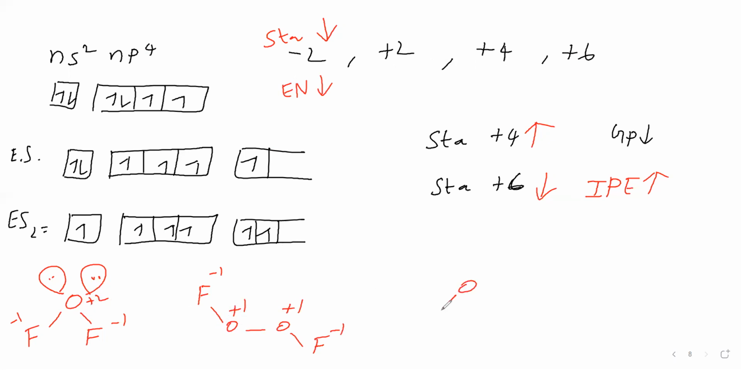Now we will take water. In water, oxygen shows -2 because hydrogen shows +1. Oxygen cannot show +4 and +6 because in its valence shell, a d orbital is not there. Oxygen's valence shell is what? 2s2 2p4. Is there any 2d? No. Therefore, in the valence shell of oxygen, no vacant orbital is available. So oxygen cannot show +4 and +6.